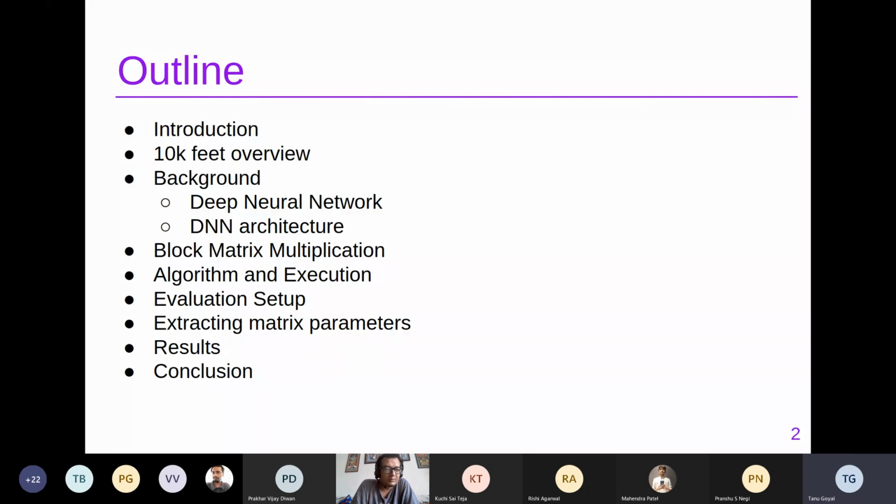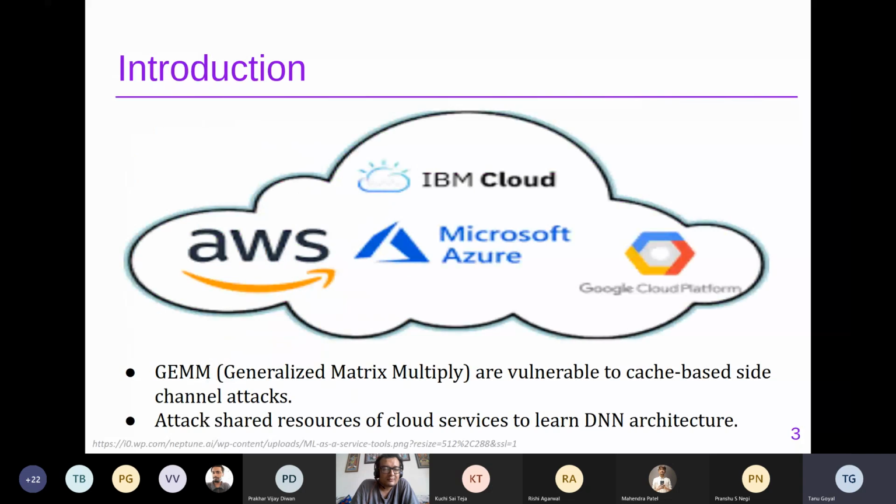Yes, yes. Yeah, so coming to the introduction, many companies nowadays like Google and Amazon are providing MLaaS services for training of these deep learning models and later deploying them using their APIs.